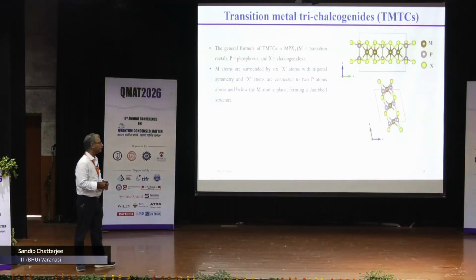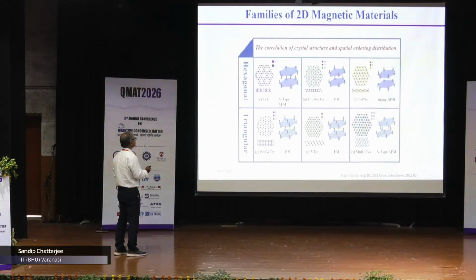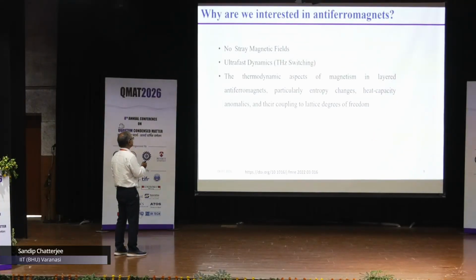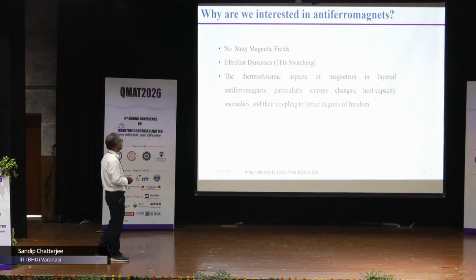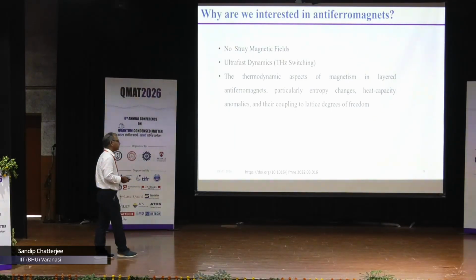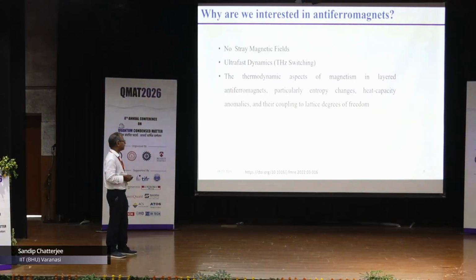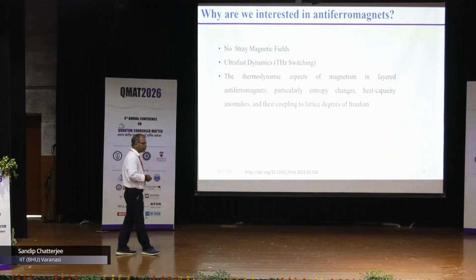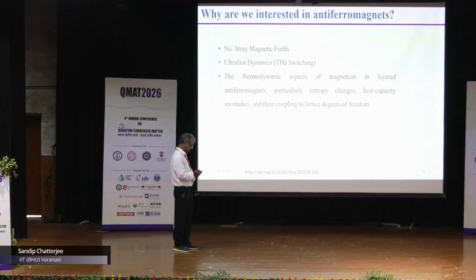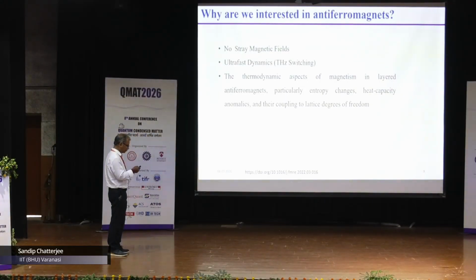Why have we chosen antiferromagnets? The reason is that they have no stray magnetic field and ultrafast dynamics, and most importantly, the thermodynamics of magnetism in these layered antiferromagnets, FePS3 and MnBi2Te4, is particularly interesting. The entropy changes, heat capacity anomaly, and the coupling between them are very important. So that's why we have chosen these two-dimensional antiferromagnetic materials to discuss.